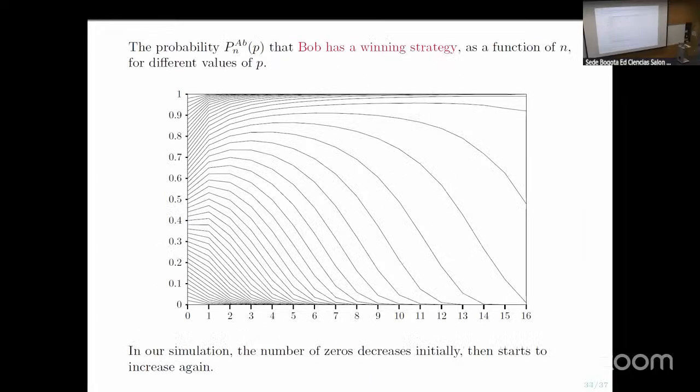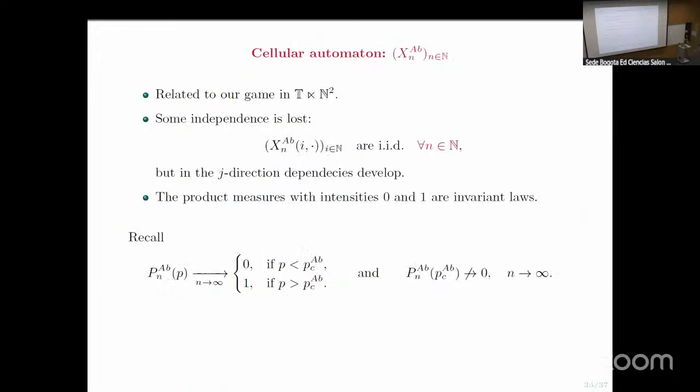Okay, so this is similar to this simulation, right? In these simulations, the number of zeros decreases initially, and then starts to increase again. Okay. So for this cellular automaton that is related to this game, you have only independence in one of the directions. In the J direction, you actually lost independence. So we showed that the product measures with these intensities are invariant laws.